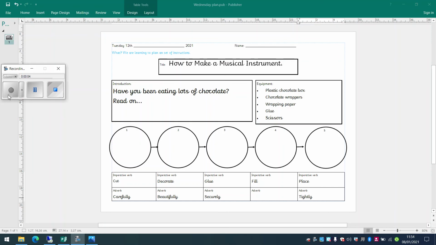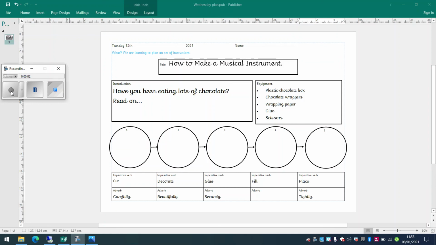So that is the end of our English video today. You have now got some time to fill in your imperative verbs and your adverbs for your musical instrument. Okay, so think about what you did when you made your instrument. Think about every single step that you took. You might need more than 5 boxes, and if that's the case, just carry on another piece of paper. Or if your musical instrument was quite easy to make, you might only need 3, and that is also fine.